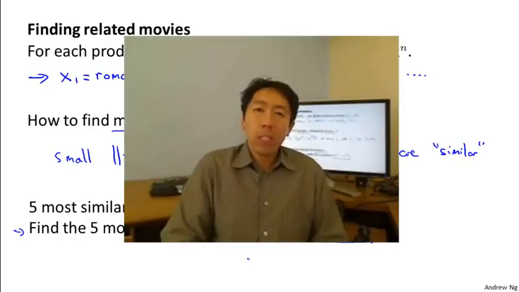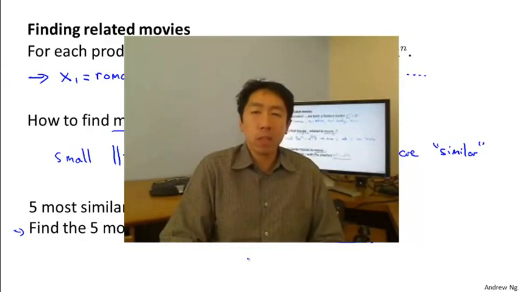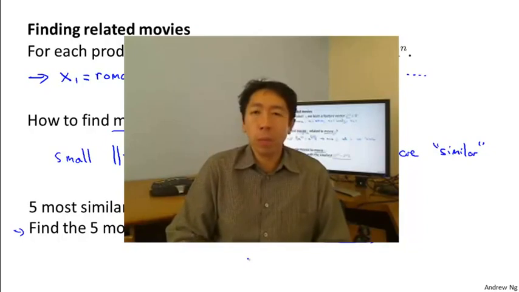So with that, hopefully you now know how to use a vectorized implementation to compute all the predicted ratings of all the users on all the movies, and also how to do things like use learned features to find what might be movies or what might be products that are related to each other.